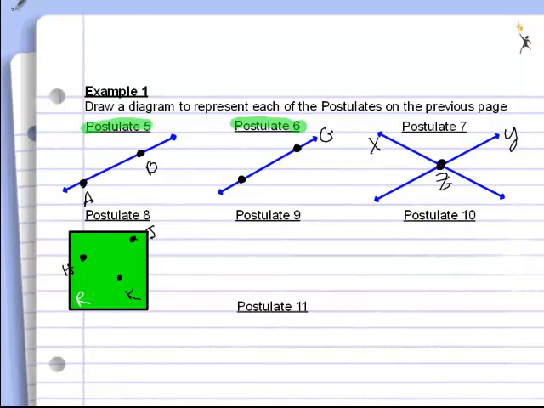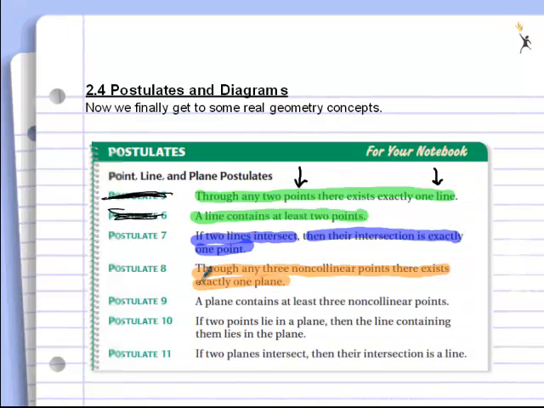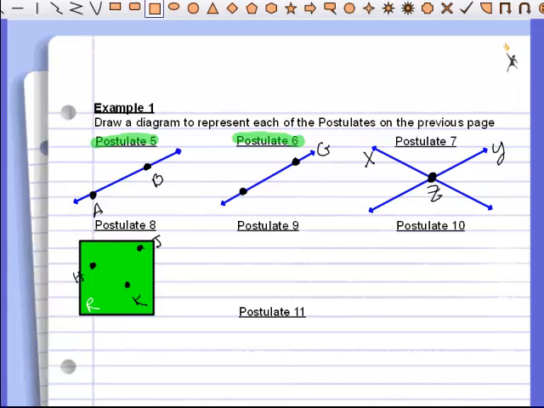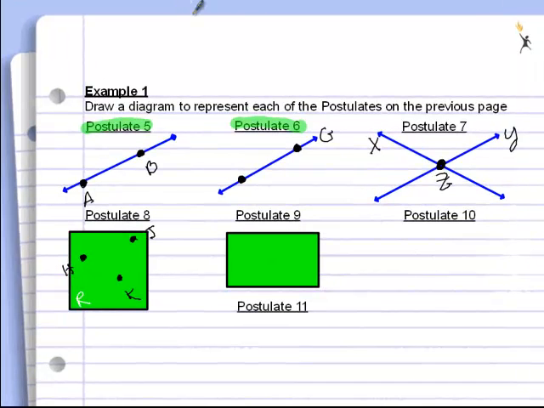Let's see what postulate 9 says. Postulate 9 says a plane contains at least three non-collinear points. So again, this is talking about the same idea, but it's going in different directions. Postulate 8 said, here's three non-collinear points, a plane goes through them. Postulate 9 says, here's a plane. We need to label it. Let's label it T. Here's a plane, and inside of it can be three non-collinear points.